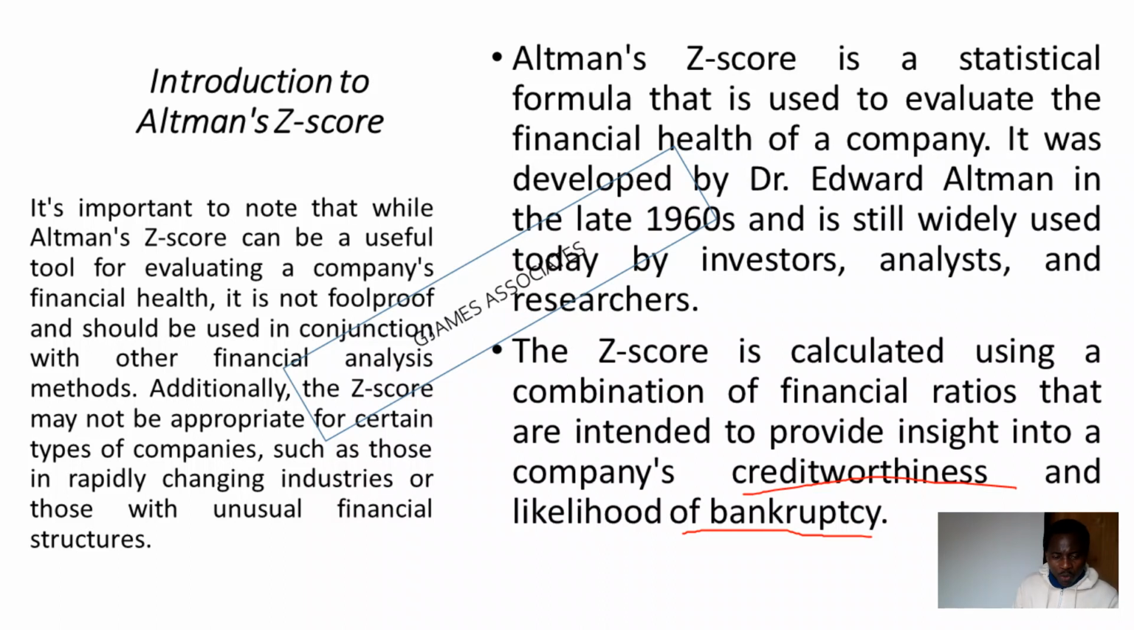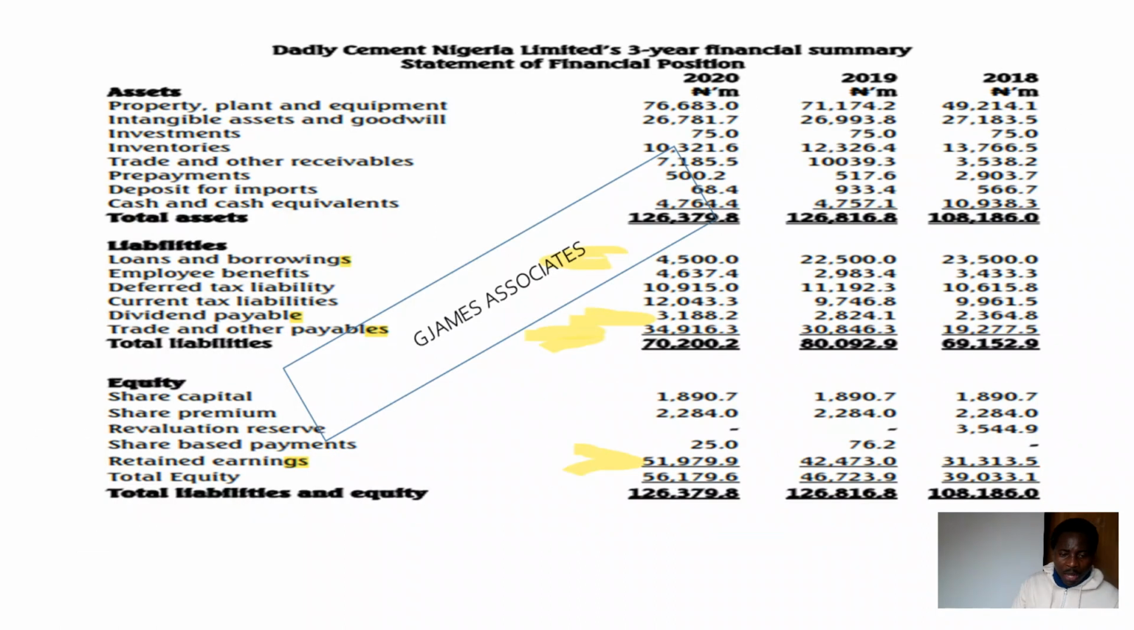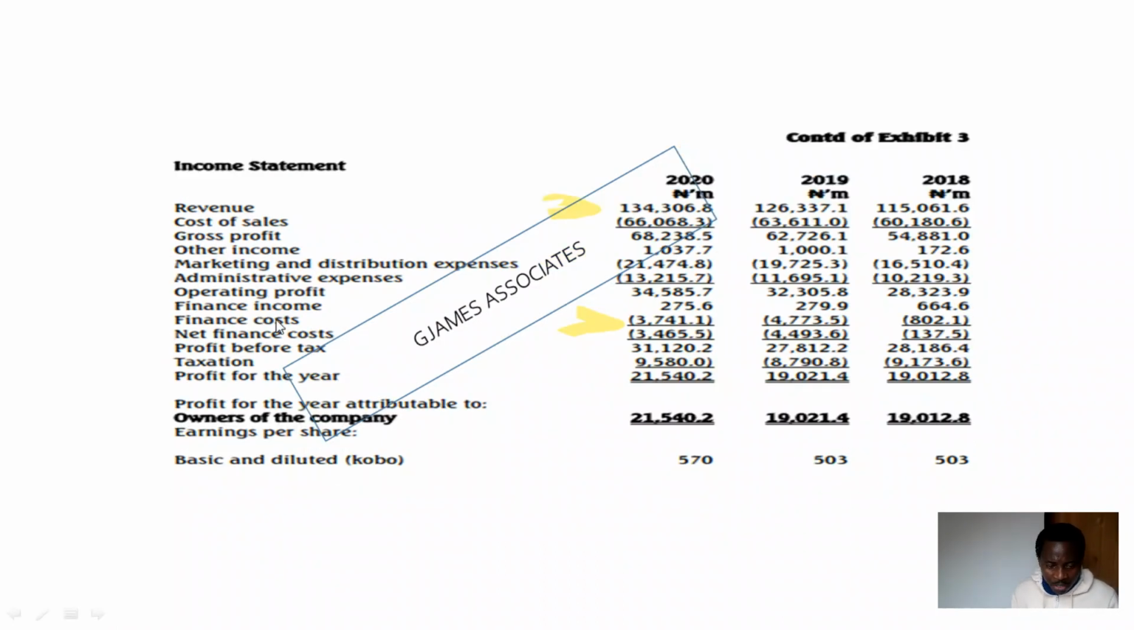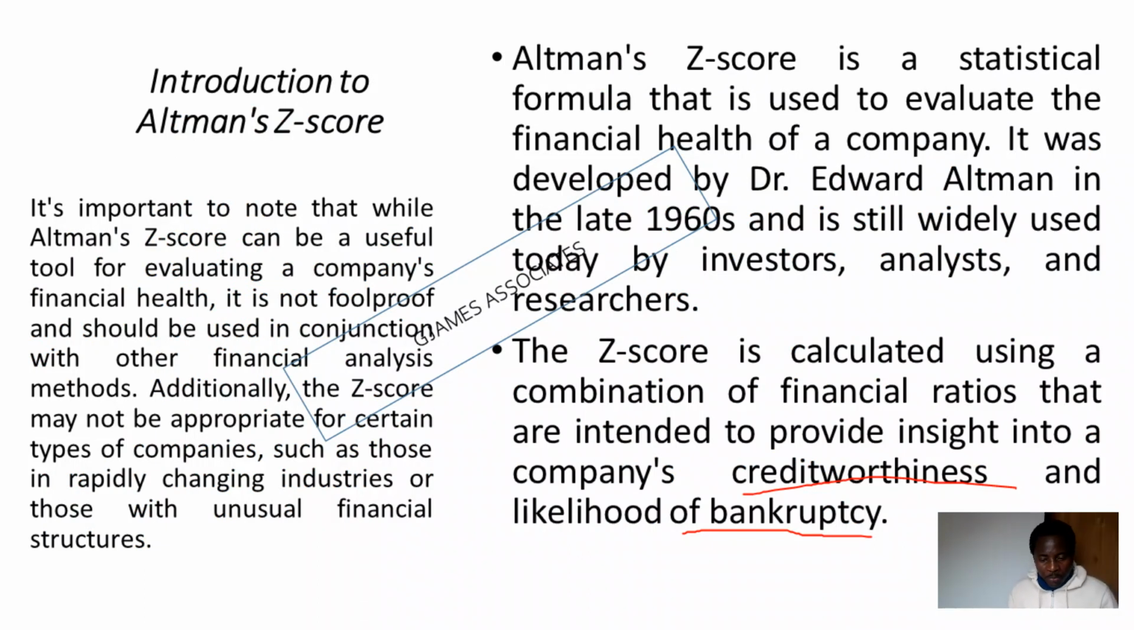Why are we being guided towards Altman's Z score? If you've been following, I'm going to go to our P or L now. This is the P or L. If you look at our finance costs, you will observe one thing, that it keeps increasing. It keeps increasing. So that means we are borrowing more, and when we borrow too much, there is likelihood of bankruptcy, right? So it's good that we prepare for that.